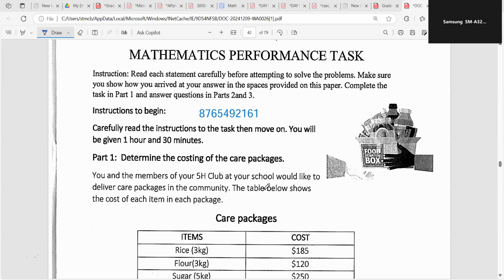You and the members of your FH club at your school would like to deliver care packages in the community. The table below shows the cost of each item in each package. Sir, can you scroll down? All right.